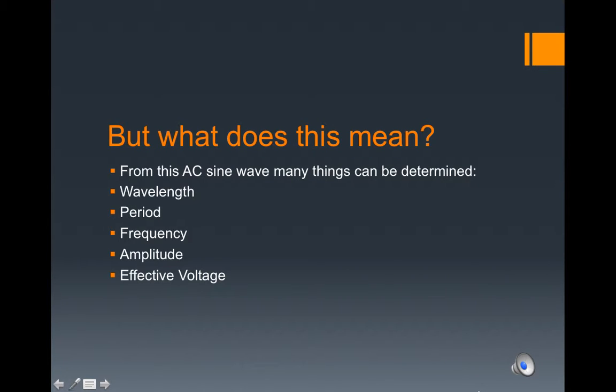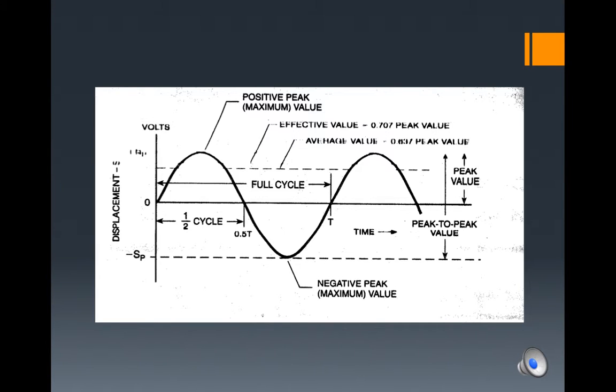What does this mean for engineers? From this AC sine wave, many things can be determined: wavelength, period, frequency, amplitude, and effective voltage, all useful in the construction and design of circuits for engineers to apply in real life. Such AC sine wave components are demonstrated in this diagram.